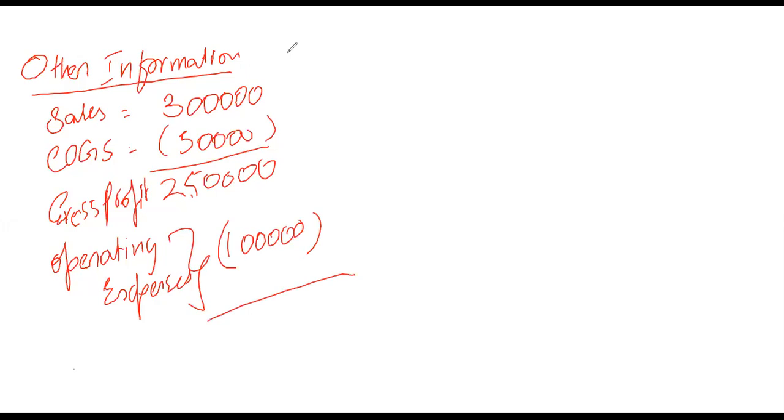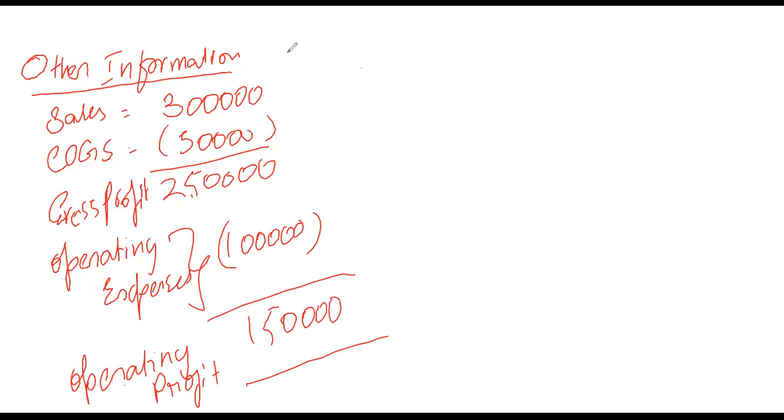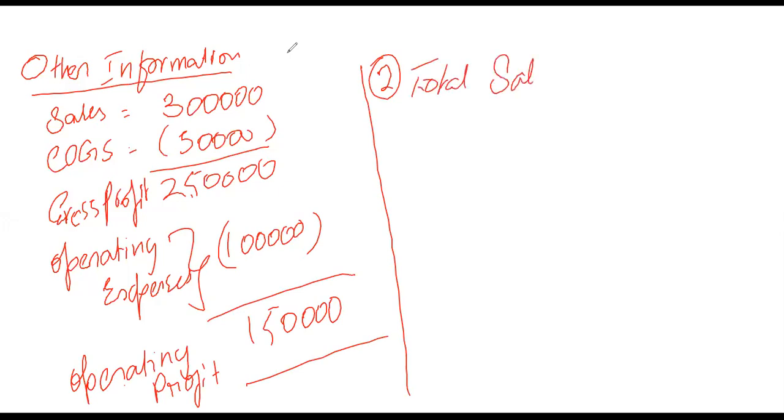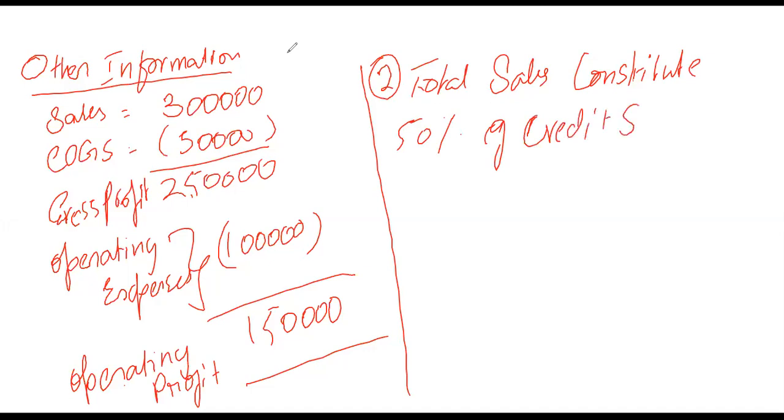So the answer of operating profit is 1,50,000. Together with this, the company has also told us another piece of information, that total sales constitute 50% of credit sales.